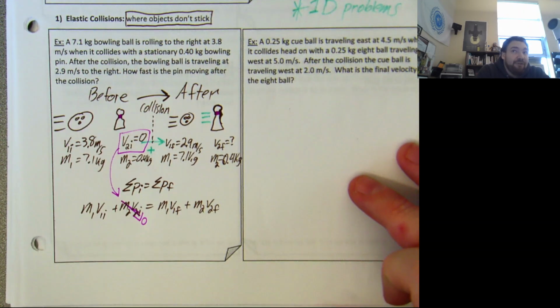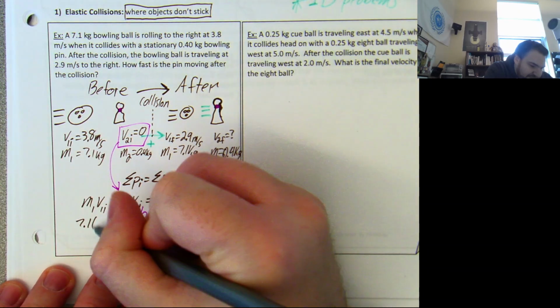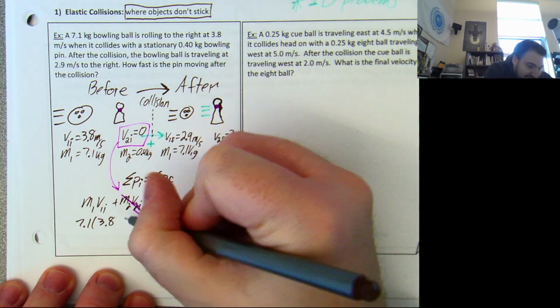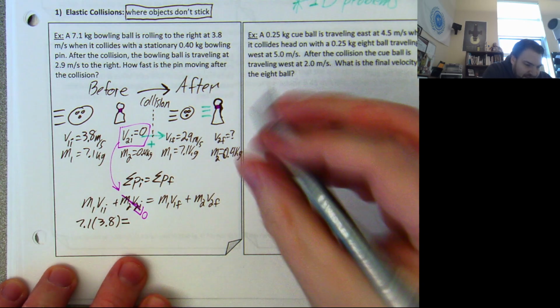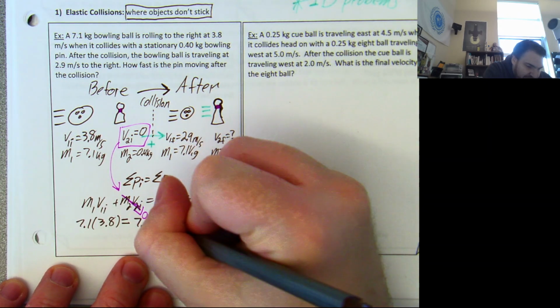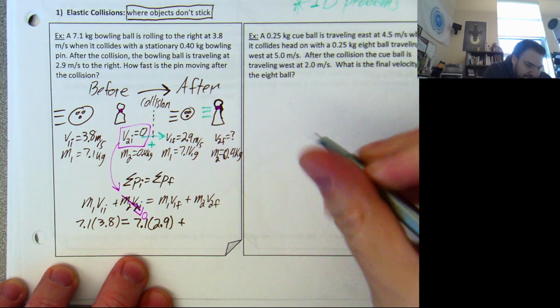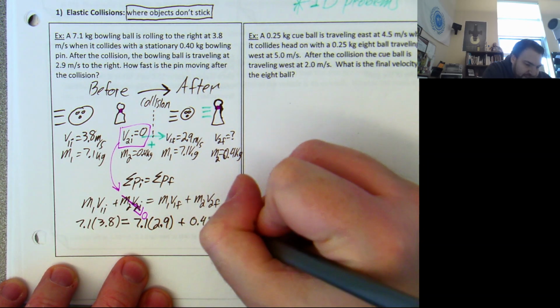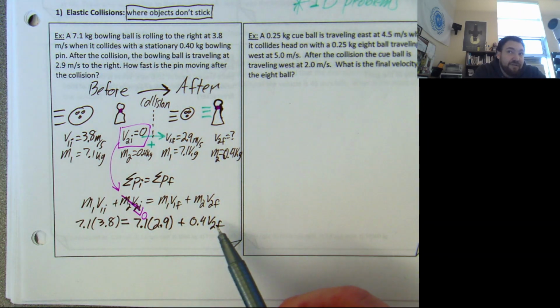So now we can plug in everything else we know. We're going to have 7.1 times 3.8 equals, because plus 0 means the thing's gone, 7.1 times 2.9 plus 0.4 v2 final. And this is what we're trying to solve for.